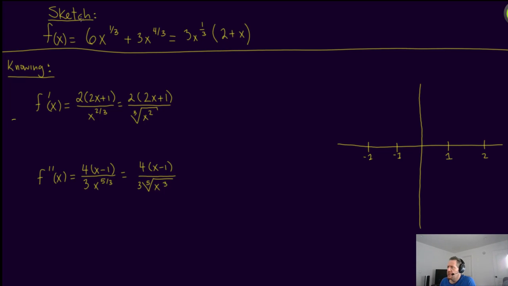Hello, today I'm going to sketch the function f of x equals 6x^(1/3) plus 3x^(4/3). This is of course equal to 3x^(1/3) factored out in front of (2 plus x). I like to do that initially because then it allows me to set this equal to 0 so I can find places where I have x-intercepts, right?